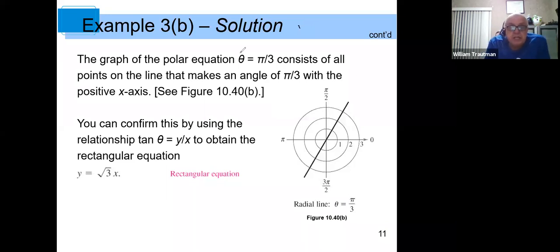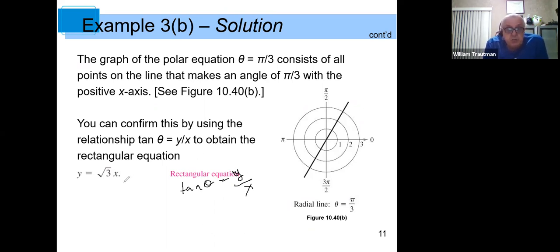So how they got this answer, once again, they took the tangent of both sides. We had theta equals pi over 3. They took the tangent of both sides. Well, in reality, they didn't take the tangent of both sides. They looked at the formula. The formula from rectangular to polar you can do is tangent theta equals y over x. This is the formula they used.